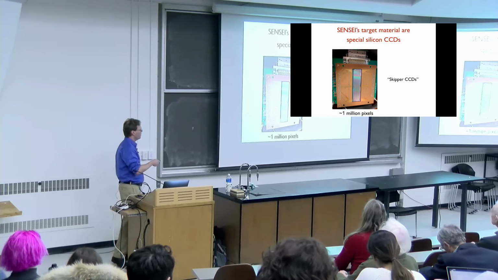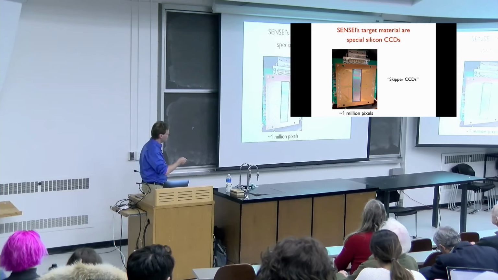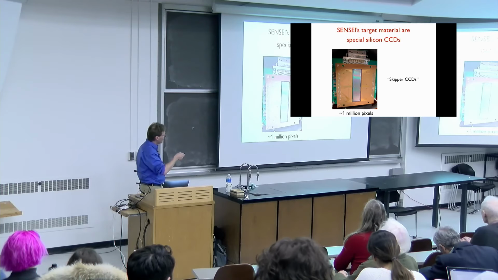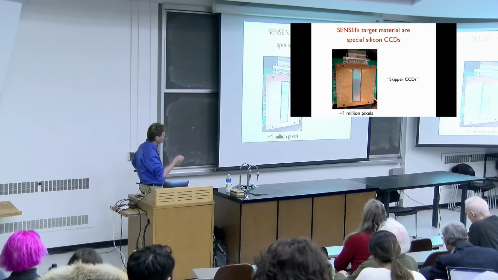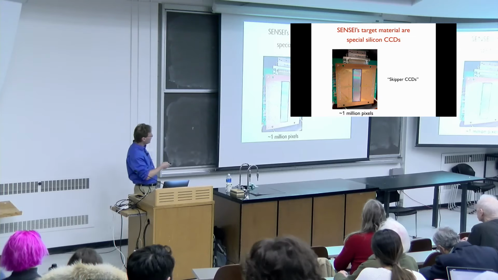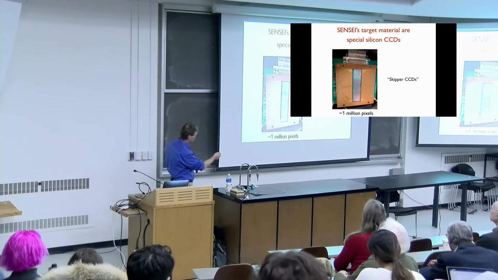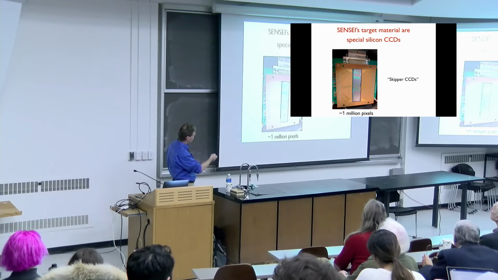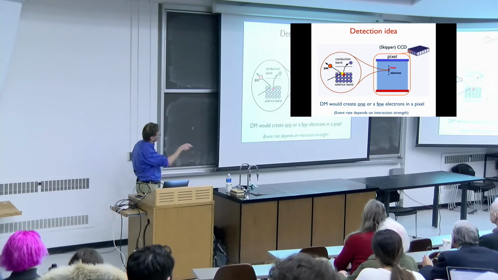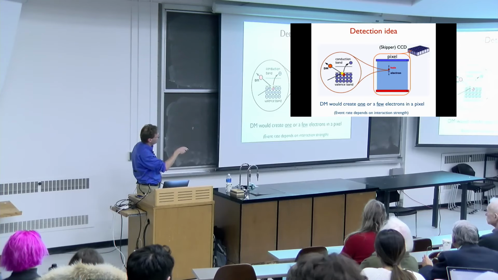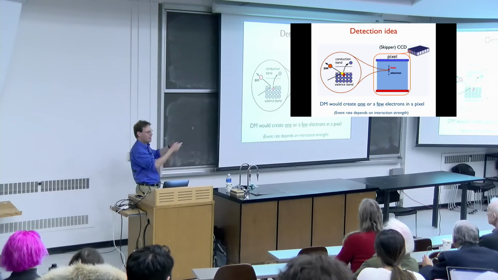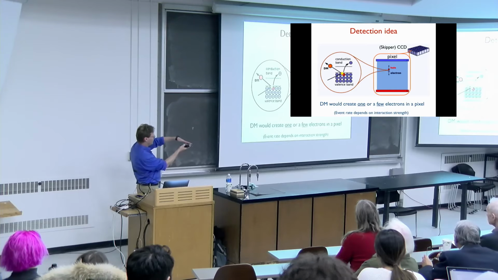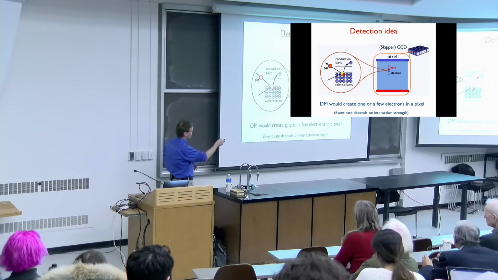Here's a picture of a skipper CCD. It's a tiny little device, and this device has about 1 million pixels. Let me explain this a bit more. This device is very thin and consists of about 1 million pixels. Here's a zoom in. These pixels are about 15 micrometer by 15 micrometer, and the thickness is about 500 micrometer or so. It's quite thick compared to an individual pixel, but then there's about 1 million pixels.